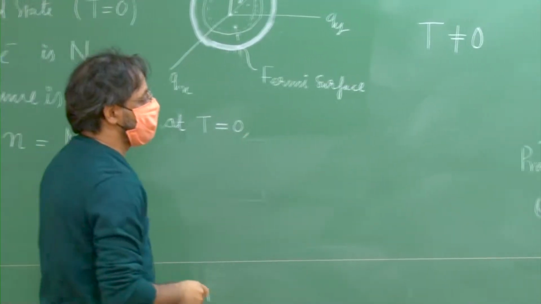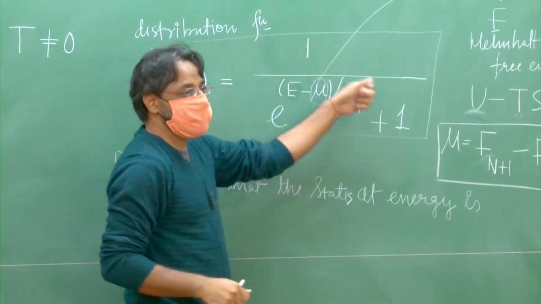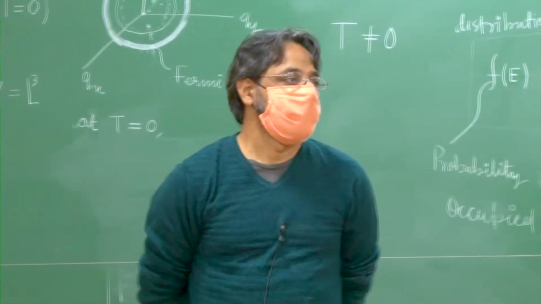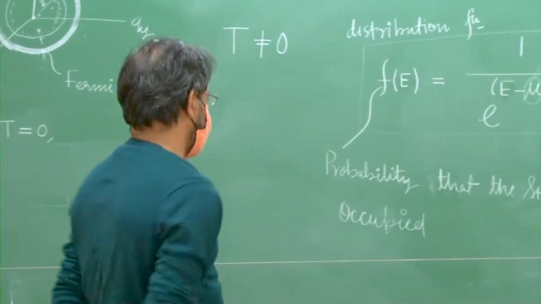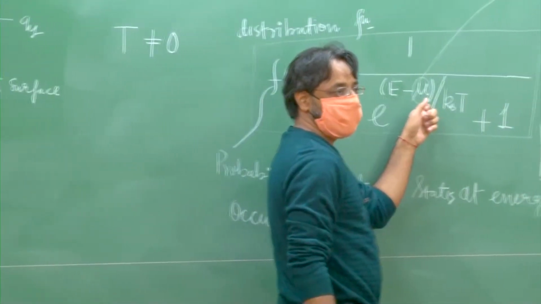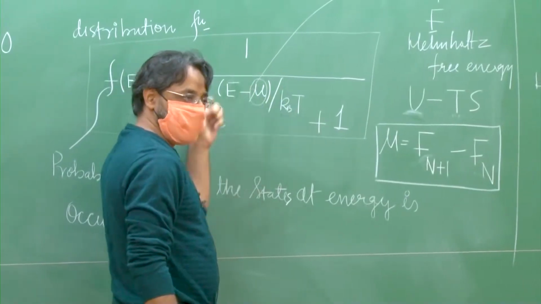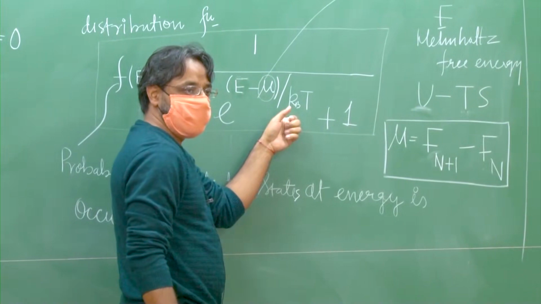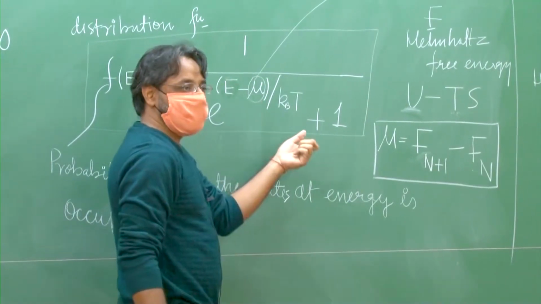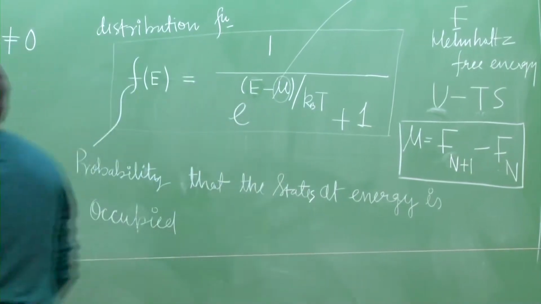So, at T equal to 0, what will be the value of this quantity, this factor? Correct. So, it depends on the relation between E and mu. If E is less than mu, then this quantity will become 0 at T equal to 0, because it will be e to the power minus infinity. And in the other extreme it will be infinite. So, therefore, what will be the value of this function?